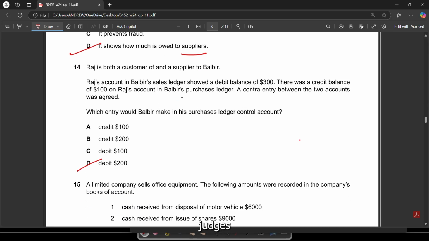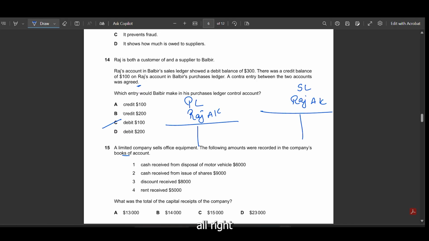Alright class, let's continue with the 14th question. Raj is both a customer of and a supplier to Balbir. Raj's account in Balbir's sales ledger showed a debit balance. So I have written over here, it showed a debit balance, so I'm just writing on the debit side, that is 300.